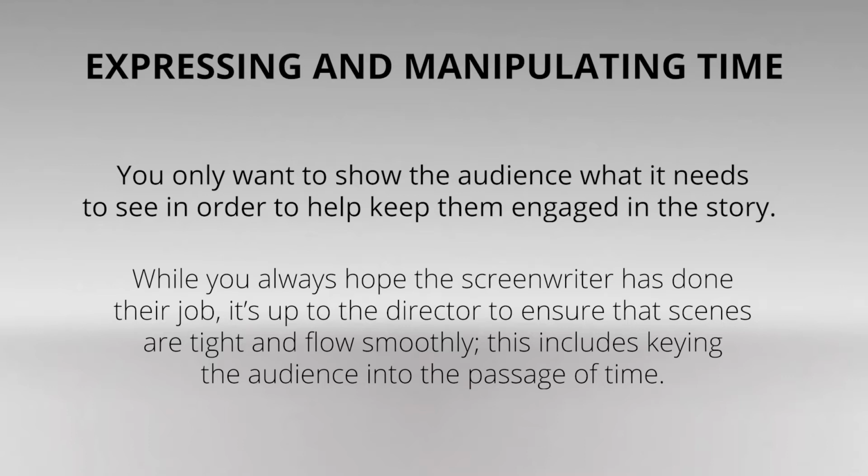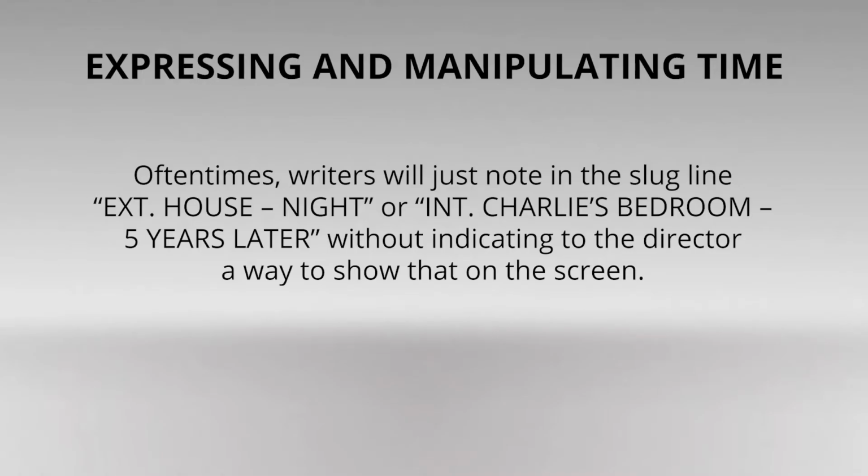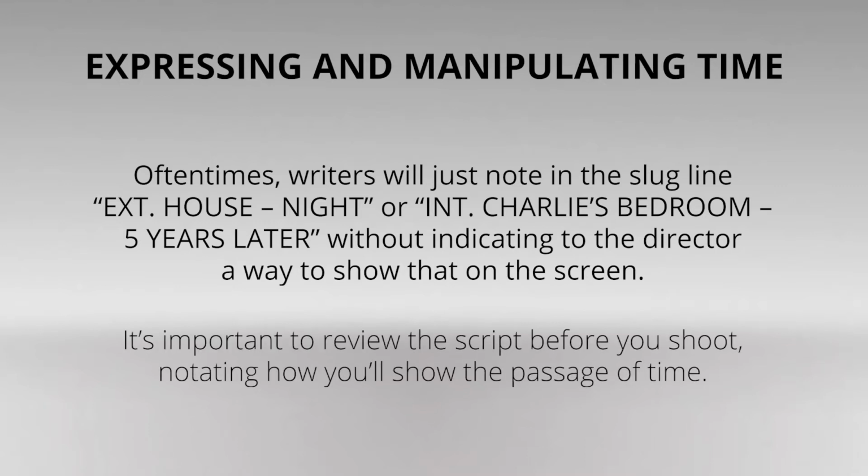This includes keying the audience into the passage of time. If you're going to utilize time compression or expansion, most of the decisions of what you'll show the audience should be made before you shoot. Oftentimes, writers will just note in the slug line, "external house, night," or "inside Charlie's bedroom, 5 years later," without indicating to the director a way to show that on the screen. It's important to review the script before you shoot, notating how you'll show the passage of time. That way you'll minimize your workload and have more time to get the shots you need.